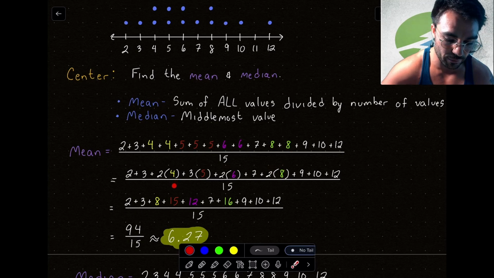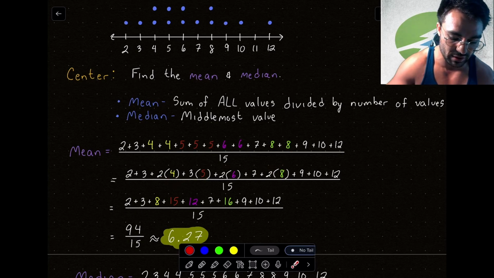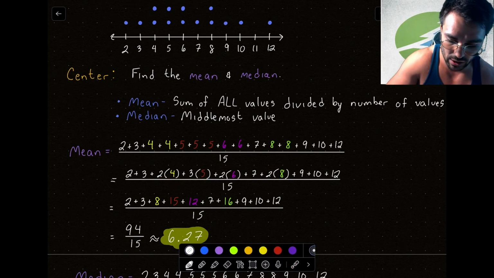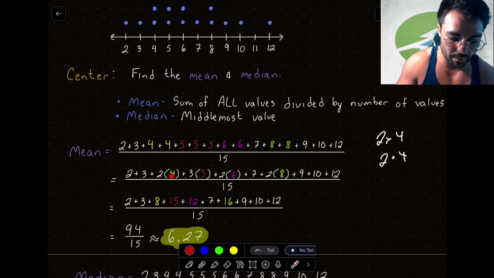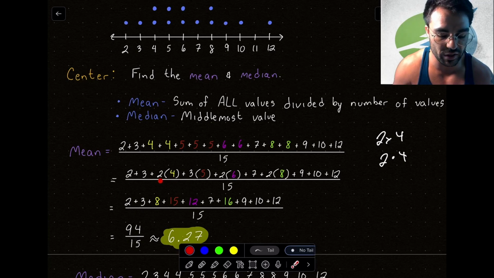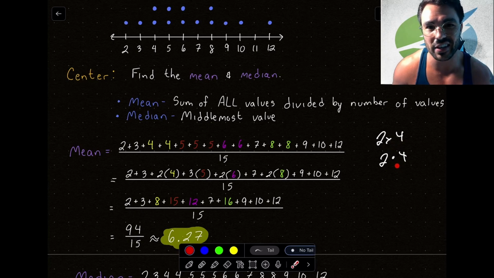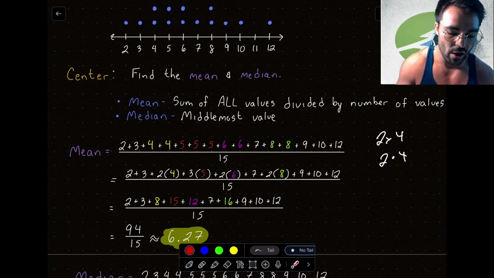I personally prefer to write multiplication out with parentheses as opposed to 2x4 or 2.4. To me, this is the best notation because it clearly reads as 2 groups of 4. When you write it the other way, the order of operations is a little less clean and you're more likely to make mistakes. With this, it's very obvious this operation must be performed first.